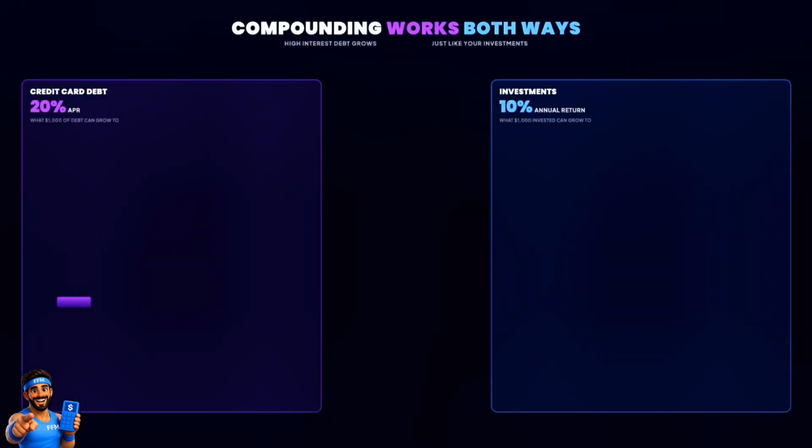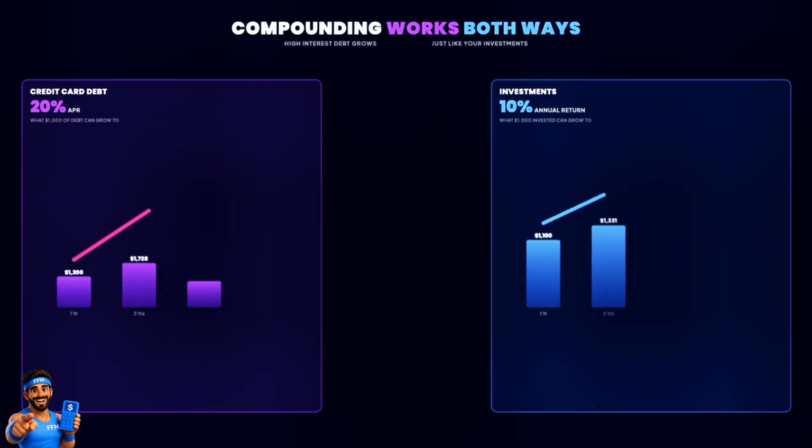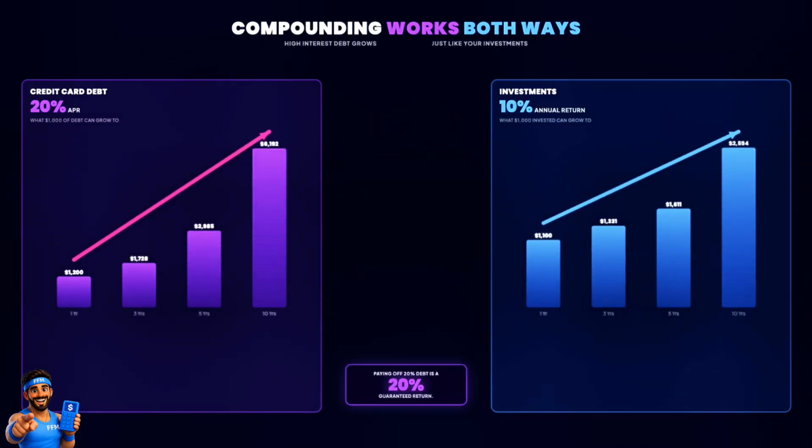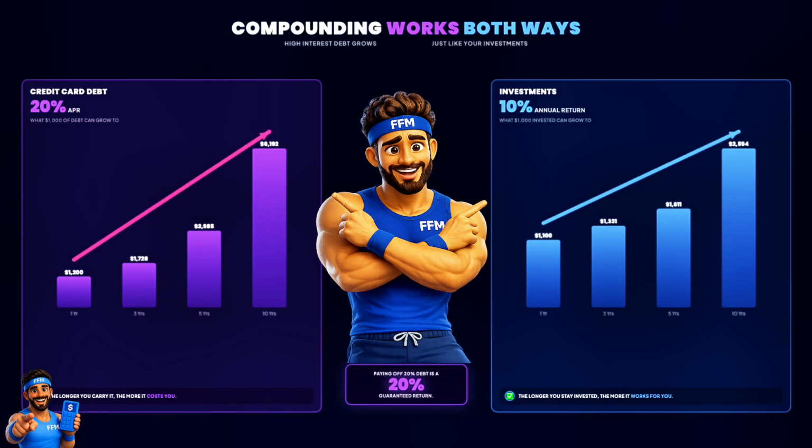If you're carrying credit card debt at 20%, paying it off is literally a 20% guaranteed return. No investment in this world reliably beats that. Pay the expensive debt first, every time.